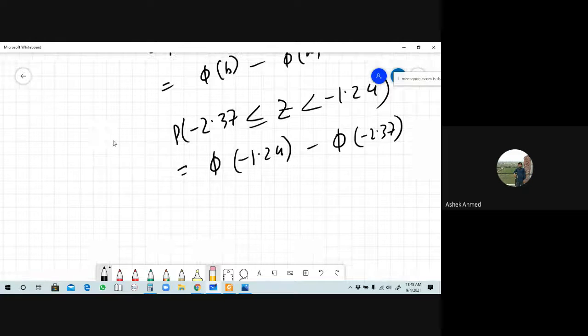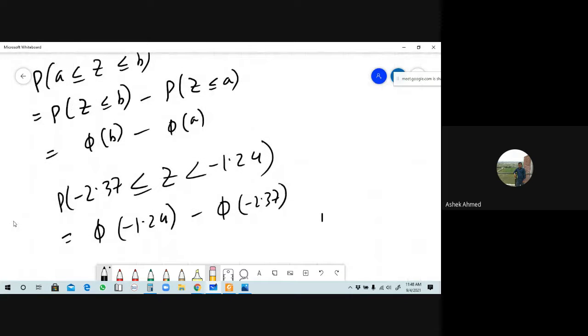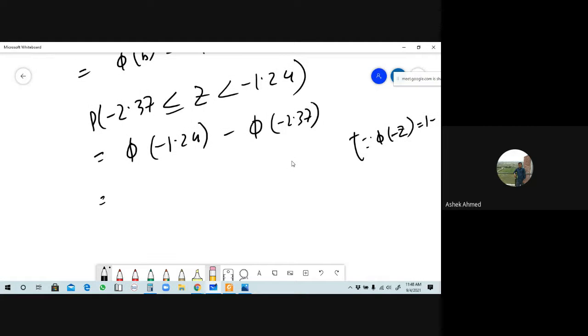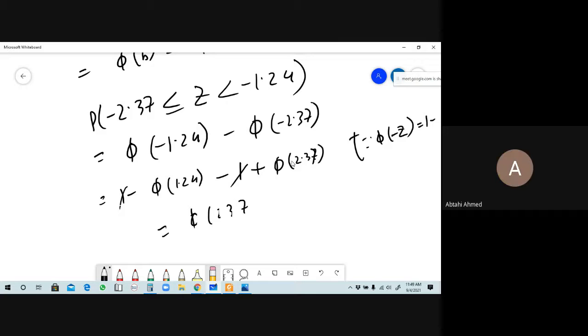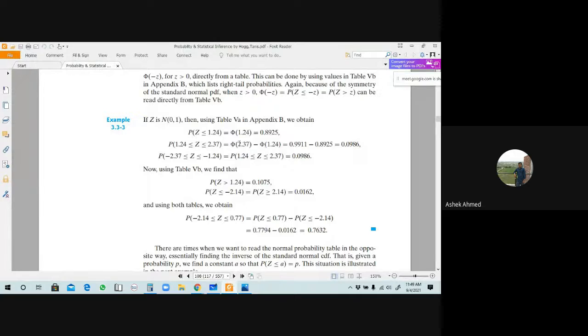So we know the formula: phi of minus z equals 1 minus phi of z. So you can write this as 1 minus phi of 1.24, and minus, writing directly, -1 plus phi of 2.37. So minus plus, that will be phi of 2.37 minus phi of 1.24. Yes, sir, it will be the same thing. So applying the shortcut is better? It depends on you. Whichever way you do it, you have to do it that way. Understand?